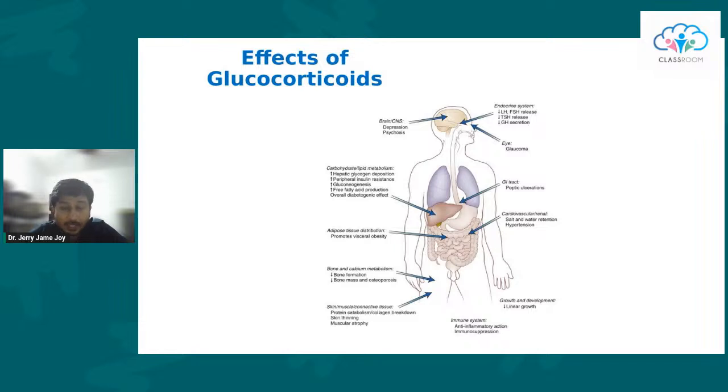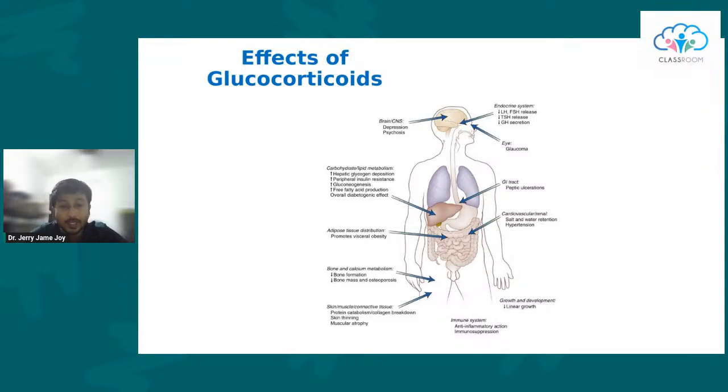So what are the effects of glucocorticoids? It has multiple actions in various systems. Glucocorticoids are called glucocorticoids because they have an effect on carbohydrate or lipid metabolism. Basically, they cause an overall diabetogenic effect. It increases the hepatic glycogen deposition, increases peripheral insulin resistance, increases gluconeogenesis, and increases free fatty acid formation. Also, it causes adipocyte differentiation and promotes visceral obesity.